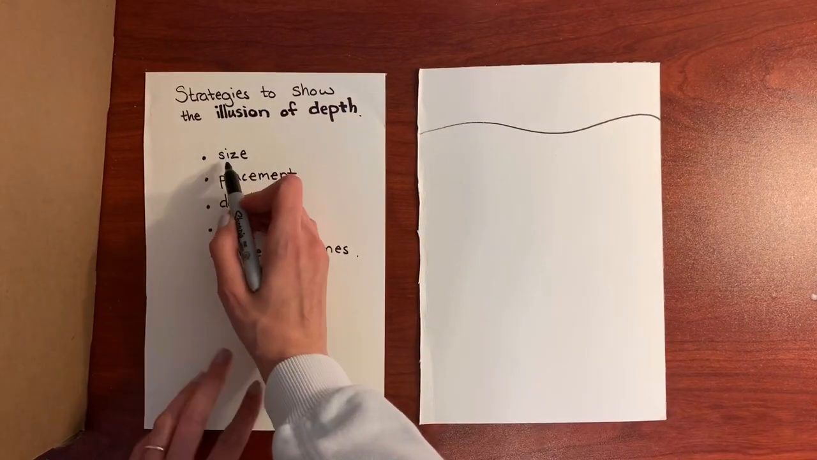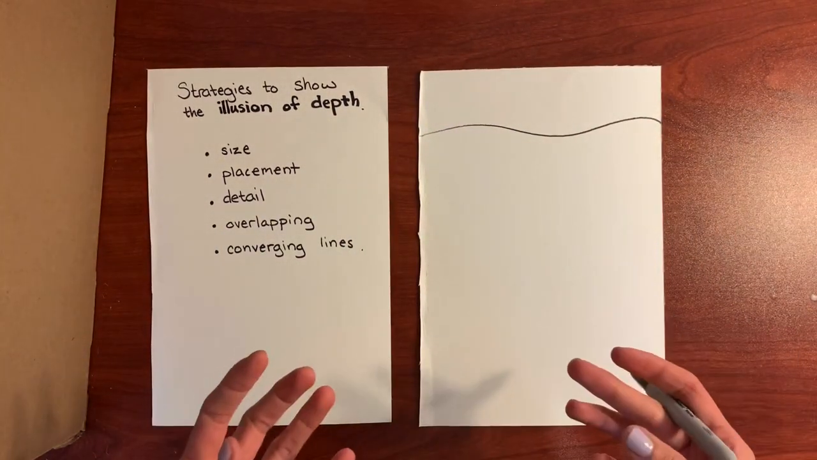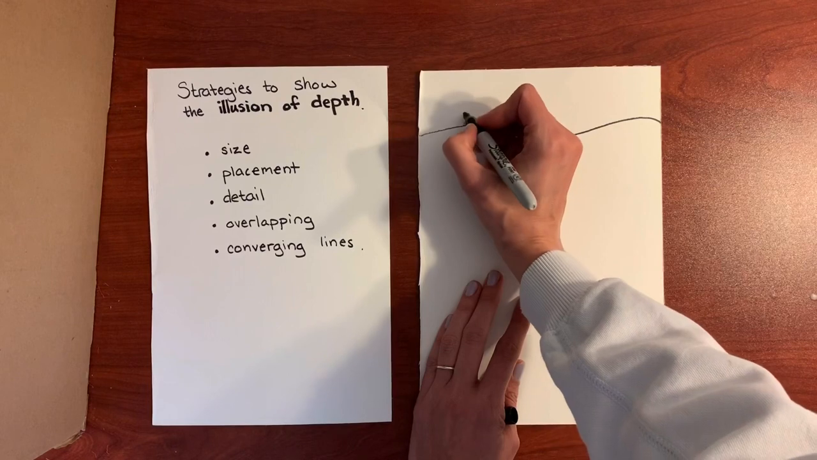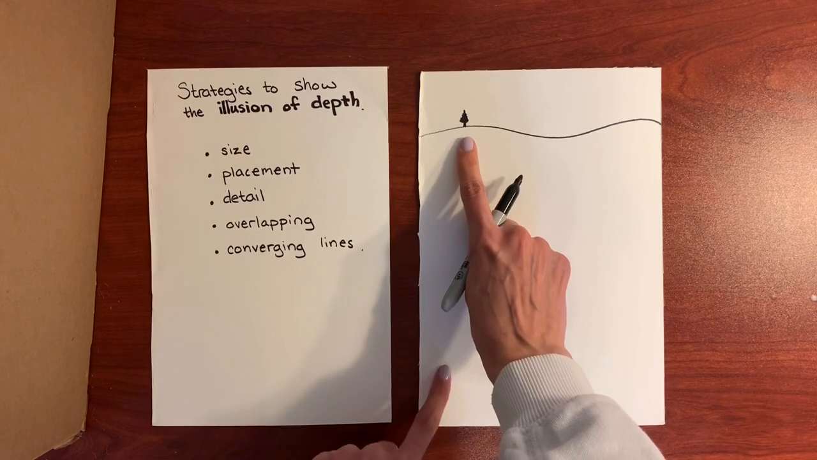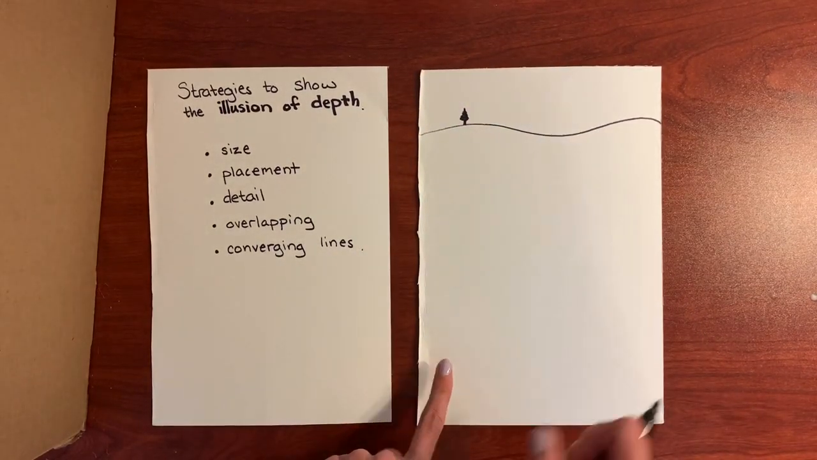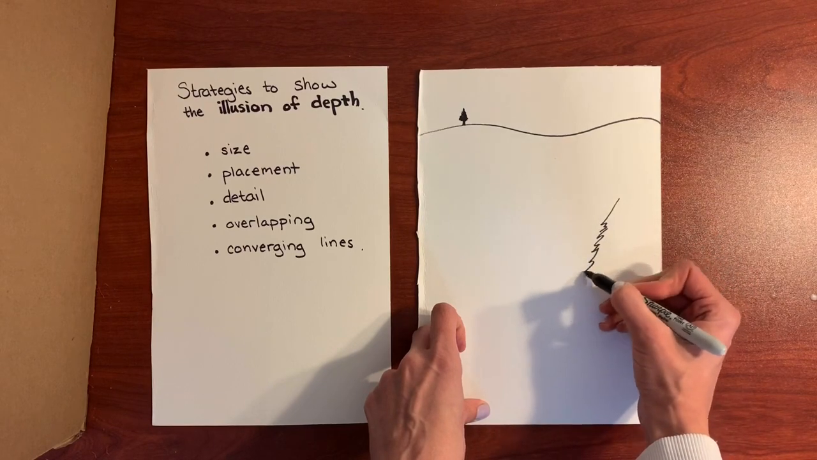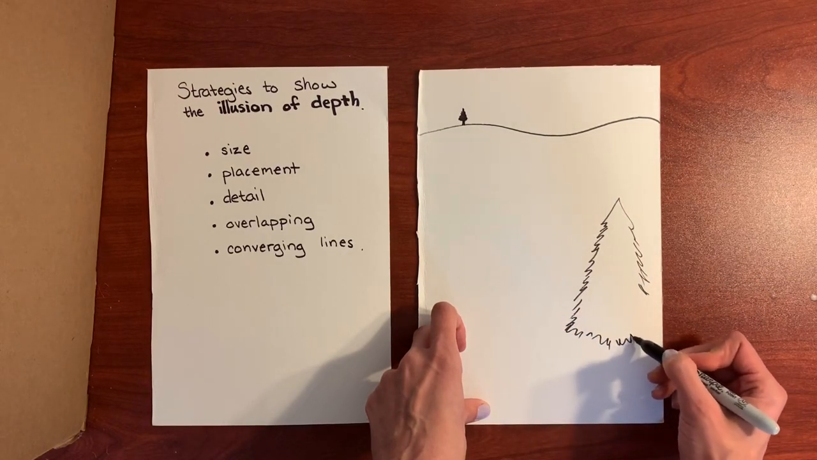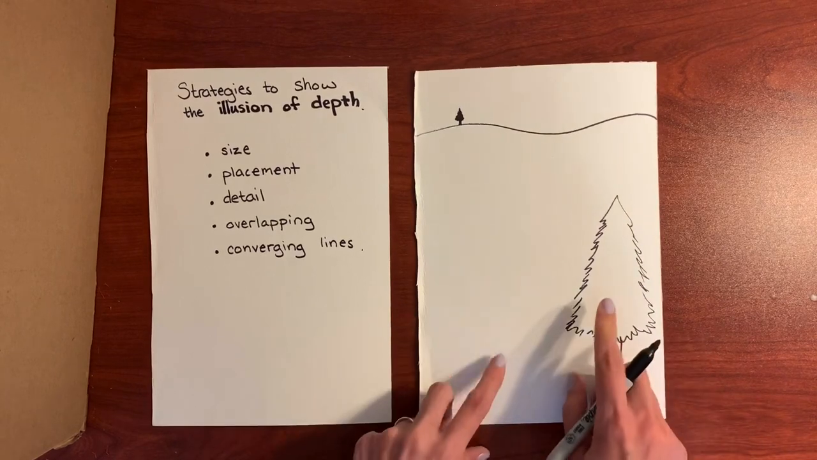Now, the first thing that we see here is something called size. What that means is the smaller something is, the farther away it looks, and the larger something is, the closer it looks to us. So I'm going to start by making a really small tree right here. It's going to be a little pine tree and pretty much just a silhouette. Okay, so that looks like it's really far away because I made it very small. I'm also going to make a really large tree right here, and that's going to make it look like it's closer to us because it's larger. So that's our first one, that's size.